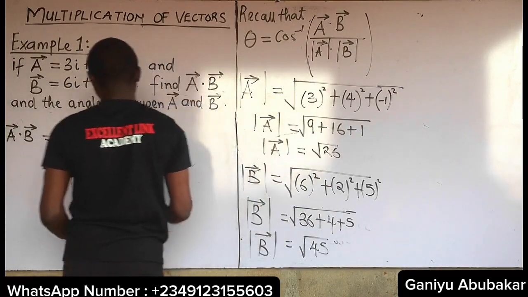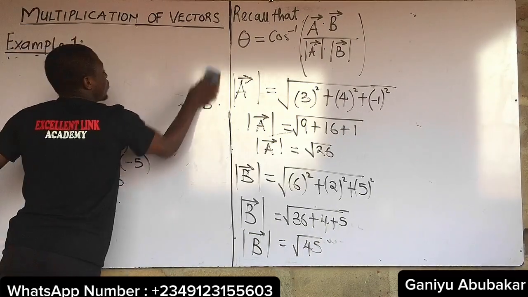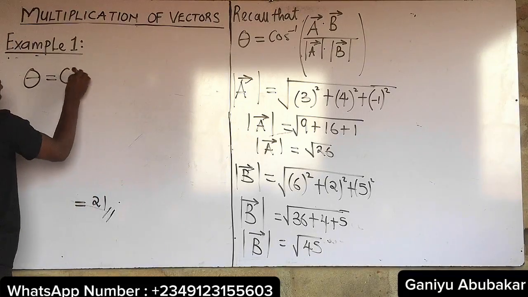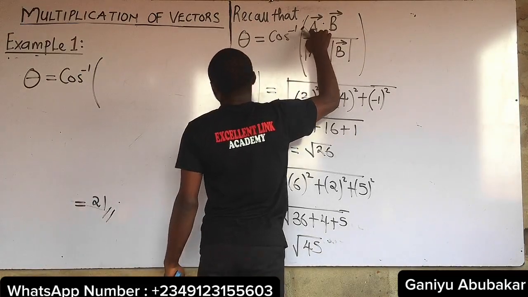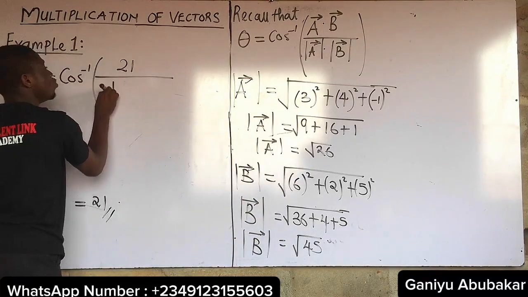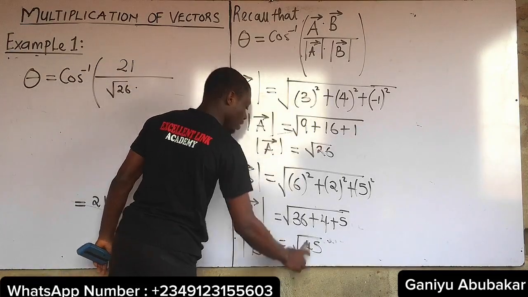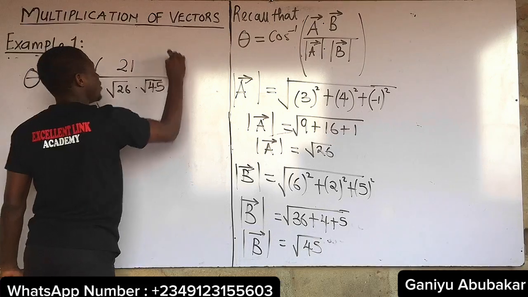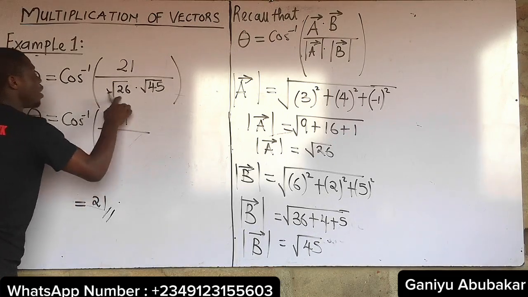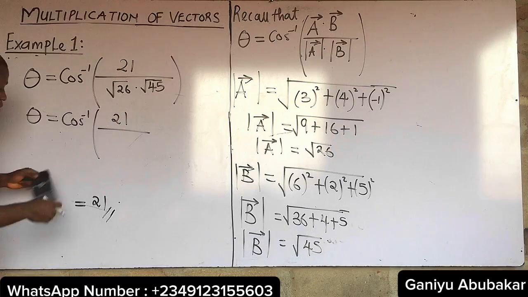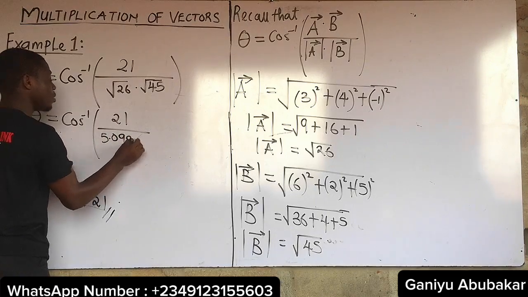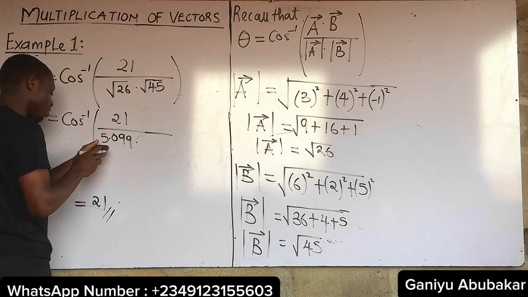Let's now get the angle between the two vectors. I'll have that the angle theta is equal to cos inverse of the dot product of A and B, which is 21, all over the magnitude of A, which is √26, times the magnitude of B, which is √45. So the angle is equal to cos inverse of 21 all over √26, and √26 is about 5.099, multiplied by √45.